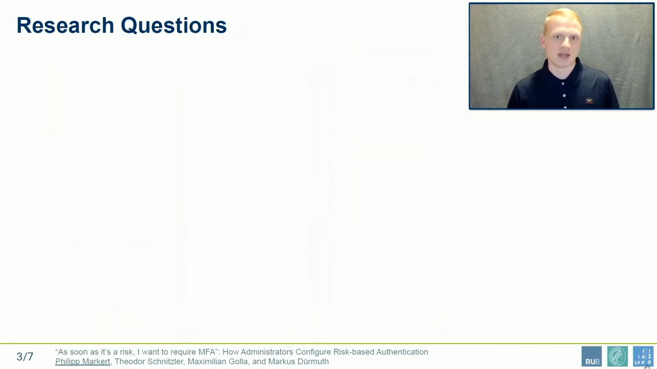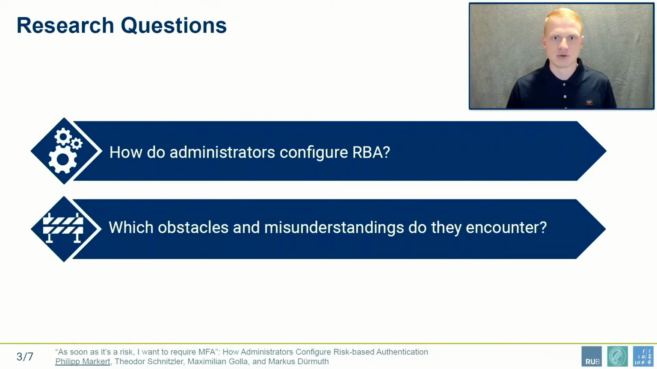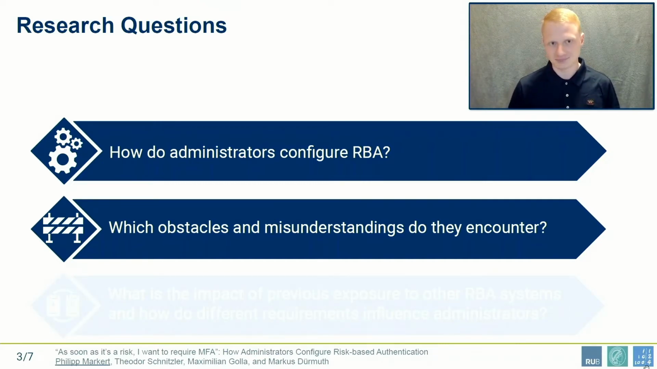Now, let's move on to the actual research questions. The first one is very simple. How do administrators configure risk-based authentication? The second one builds on top of it. What happens when they configure it? Which obstacles and misunderstandings do they encounter? The third one is a bit more complex. What is the impact of previous exposure to other RBA systems? I said there are different ones out there and multiple of them. And how do different requirements influence administrators? However, again, I would like to leave that to the interested reader.